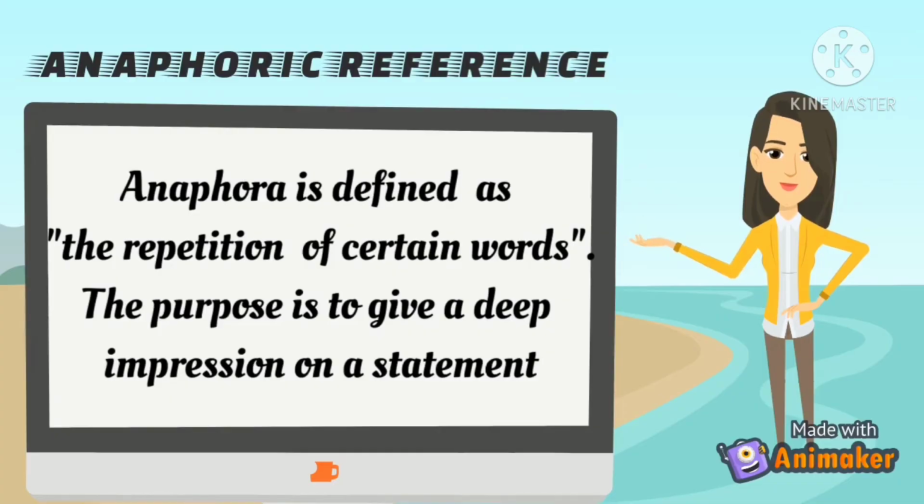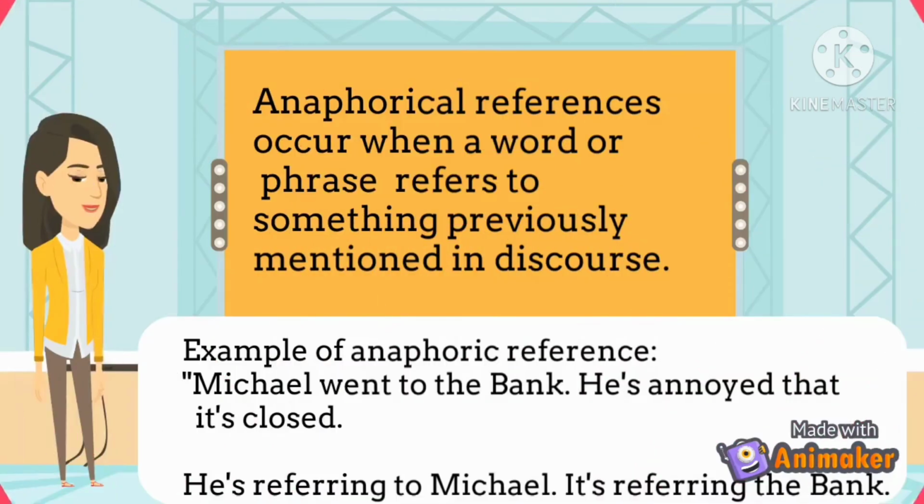Okay, next, anaphoric reference. Anaphora is defined as the repetition of certain words, or in Indonesian, pengulangan kata-kata tertentu. One of the purposes of repeating these words is to give a deep impression on a statement, atau pernyataan. Now, anaphoric reference occurs when a word or phrase refers to something mentioned in the discourse. Here's an example of anaphoric reference.